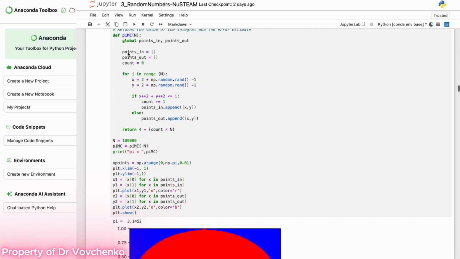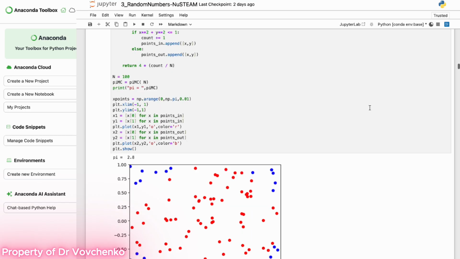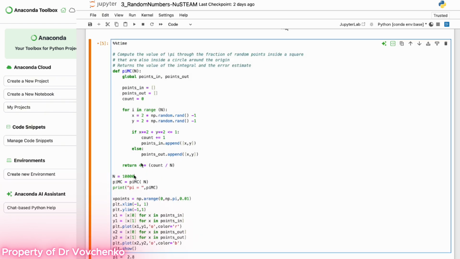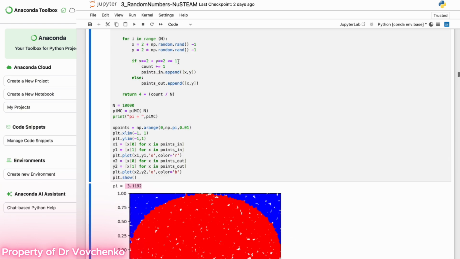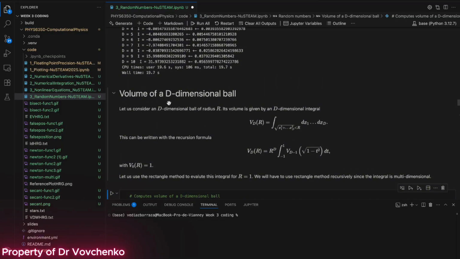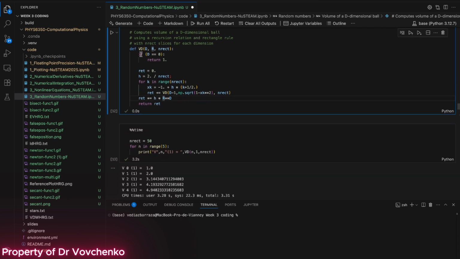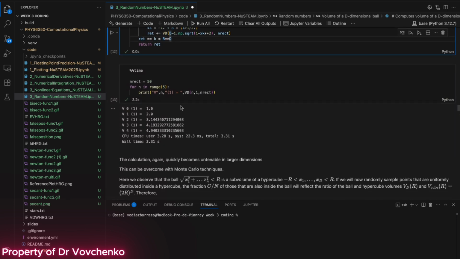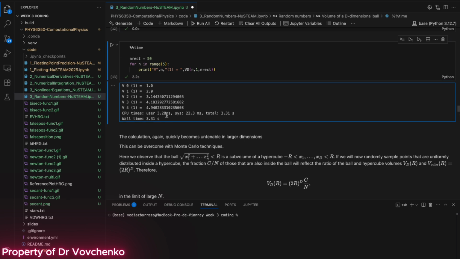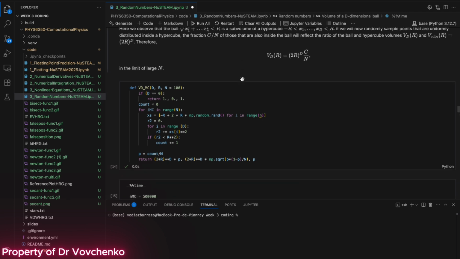We can even compute pi with this method. Creating a circle of radius 1 and plotting points, we can get the value of pi. It's not the most effective way to do it, but it's at least one way. We can even compute the volume of different dimensional balls using the Monte Carlo method. We did it with the rectangle rule and other numerical methods, but it took the process too long. Using the Monte Carlo method is way more efficient and it took less time.